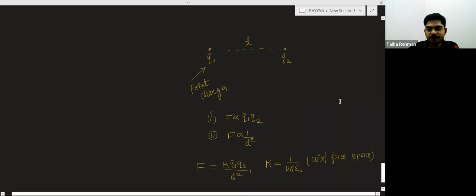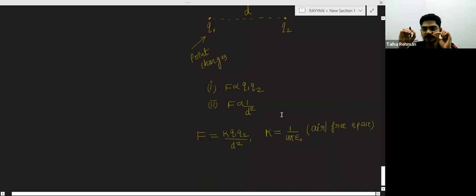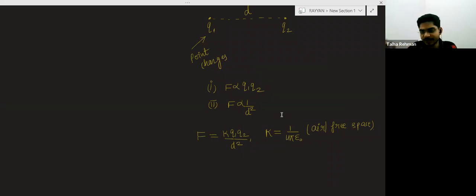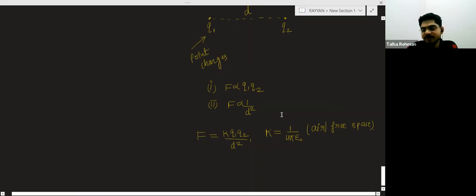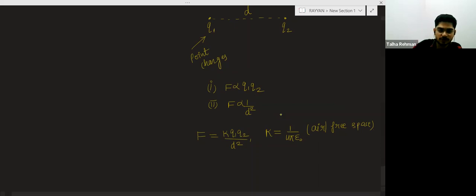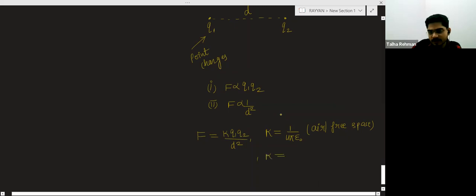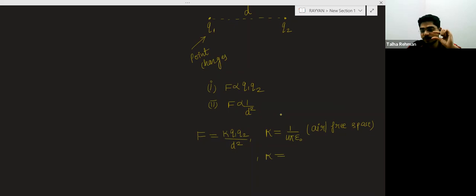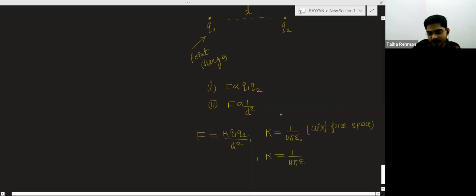And if two charges are separated in any other medium, like water, air, or oil as the medium between the two charges, then for a medium other than air or free space, the value of the constant k is 1 upon 4 pi epsilon m.